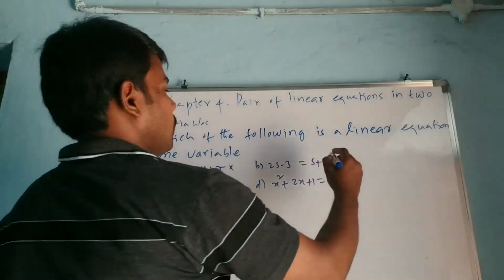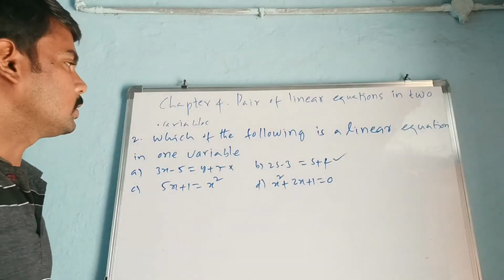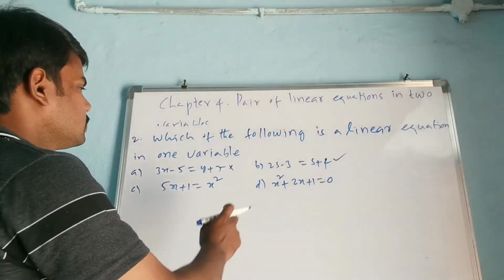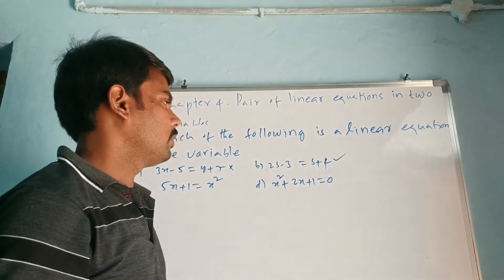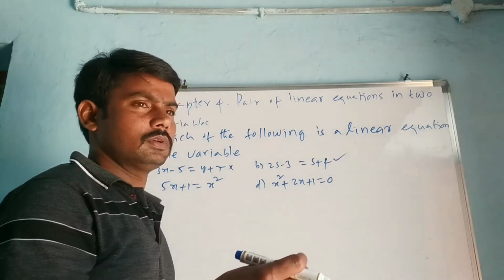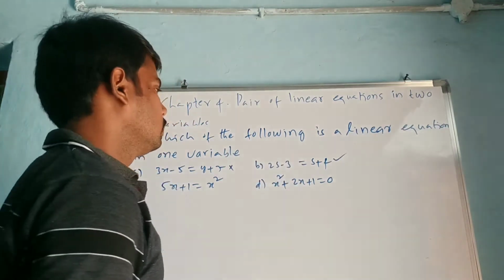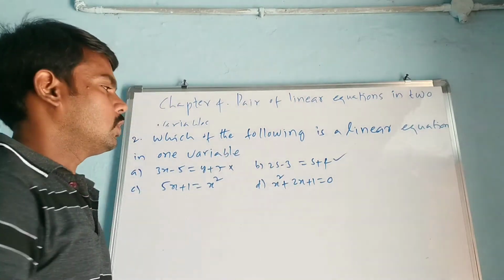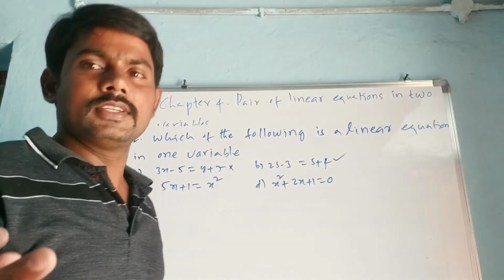So option B is the right answer for the given question. 2s minus 3 is equal to s plus 4 is a linear equation in one variable. Otherwise we can say it is a simple equation in one variable. We know that the simple equation is of a general form, you know that. So clearly option B is the linear equation in one variable. Option B is the right answer for the second question. Now let us discuss the third problem.